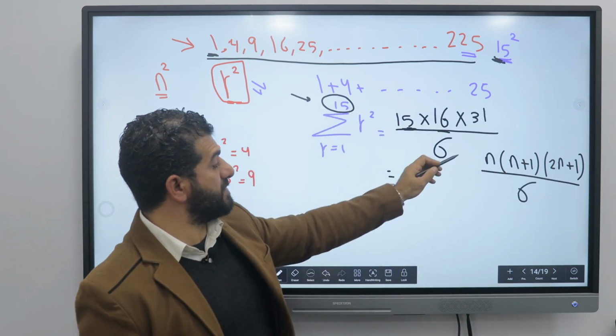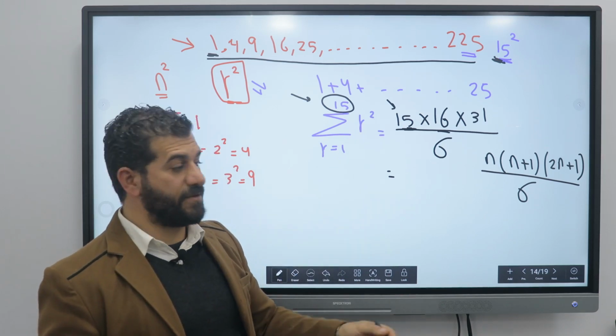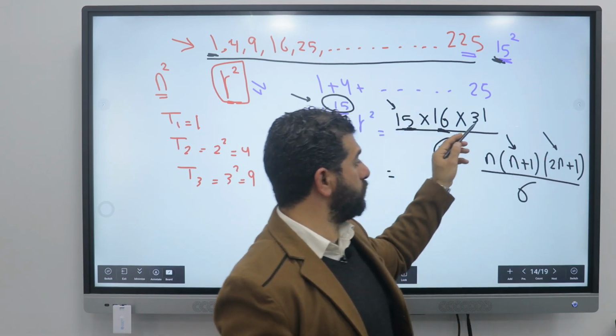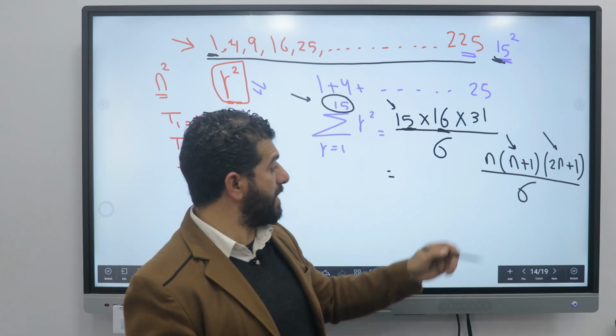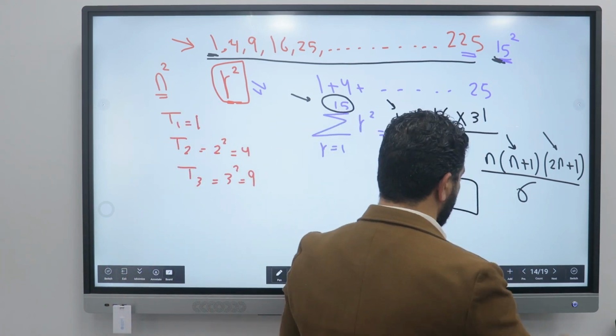Okay, so what is n here? It is 15. What is n plus 1? 15 plus 1, which is 16 here. What is 2n plus 1? It's 2 times 15 plus 1. 2 times 15 is 30, plus 1 is 31, and don't forget to divide by 6. You will find the sum by using the calculator.